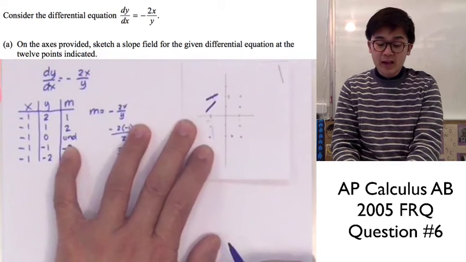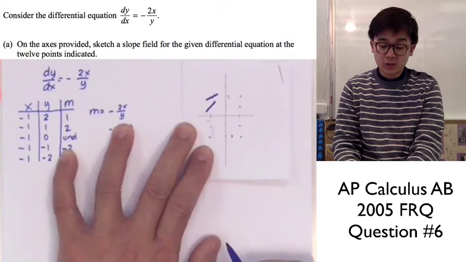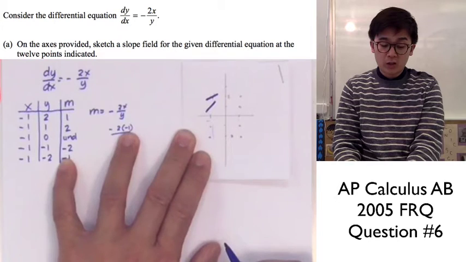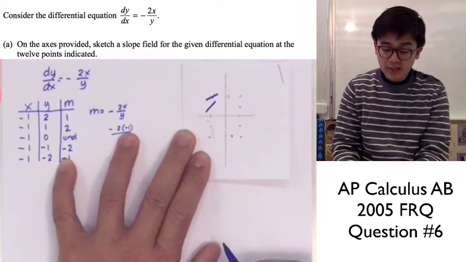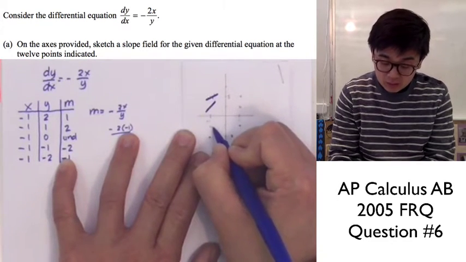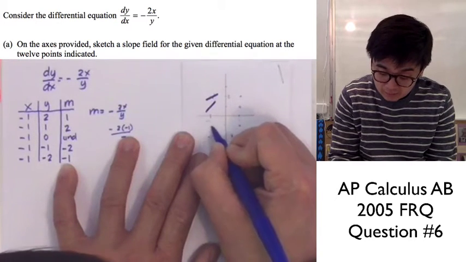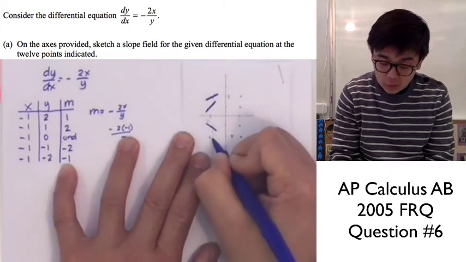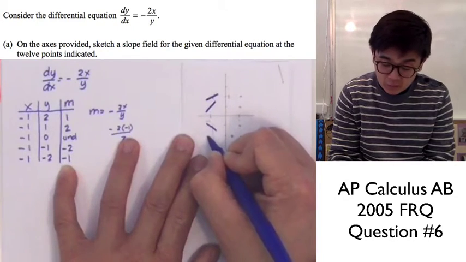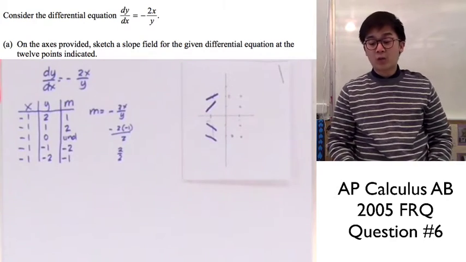And since at x equals negative 1, y is 0, it's undefined using our differential equation, so we don't need to graph it. For y equals negative 1, we have negative 2, so we'll have a steeper slope that is negative compared to negative 1. So we'll have this slope right here, and for negative 1, we'll have a slope like so. So that is the sketch of our first column.